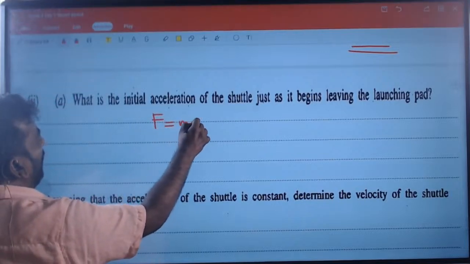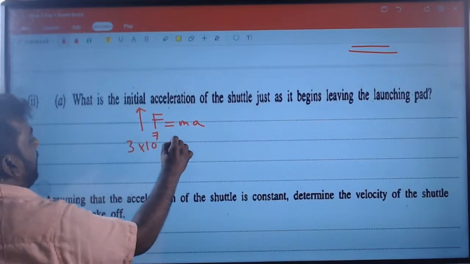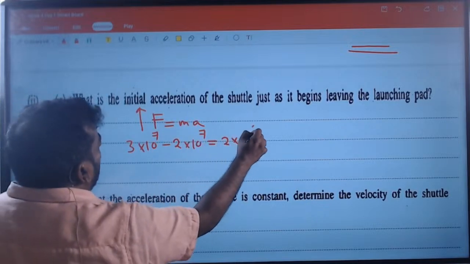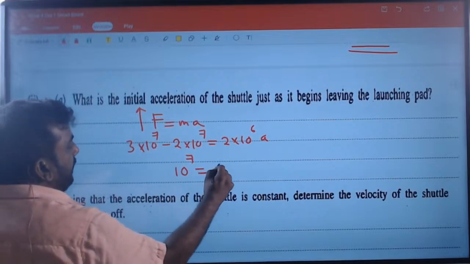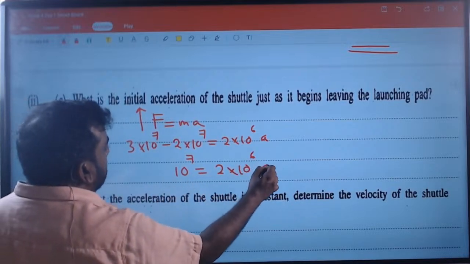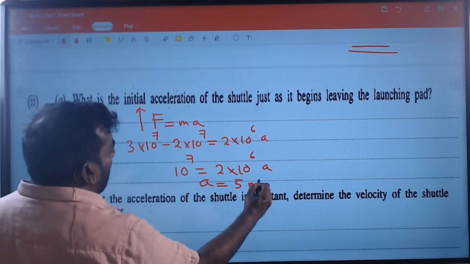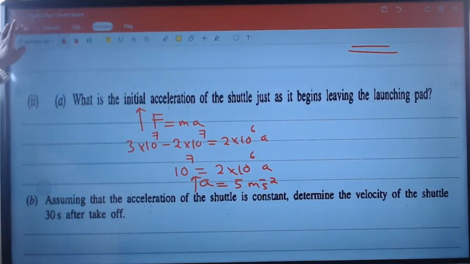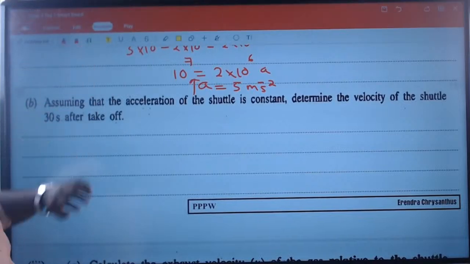Apply F equal to ma in the upward direction. 3 × 10^7 minus 2 × 10^7 equals 2 × 10^6 into acceleration. Here 10^7, 2 × 10^6 into acceleration. 10 divided by 2, acceleration is 5 m/s². 5 m/s², right. Assume that the acceleration is constant.